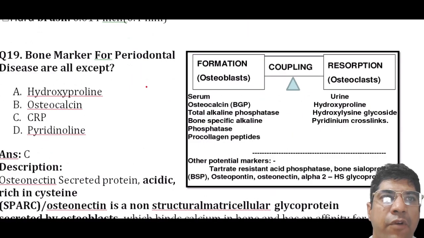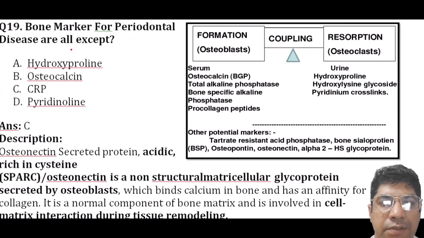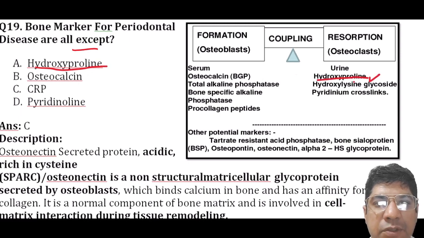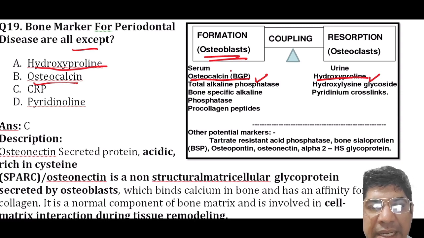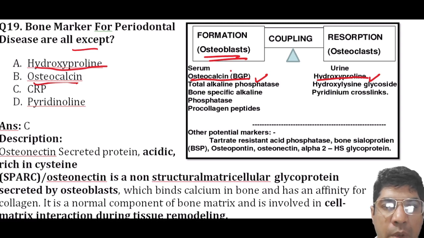The next question, the bone marker for periodontal diseases are all except. Bone markers are the substances in body that can be measured to assess the bone metabolism and the bone health. The first option, hydroxyproline. Hydroxyproline is a component of the collagen, that is a major structural protein in the connective tissue of body. So it can be measured in the context of bone health assessment. Osteocalcin is a protein that is produced by the osteoblast and it is involved in bone mineralization. So it can be used as a bone marker to assess the bone turnover and health. Osteocalcin is relevant to the periodontal disease as it reflects the changes in the bone metabolism.